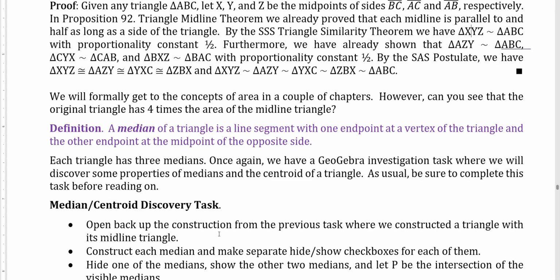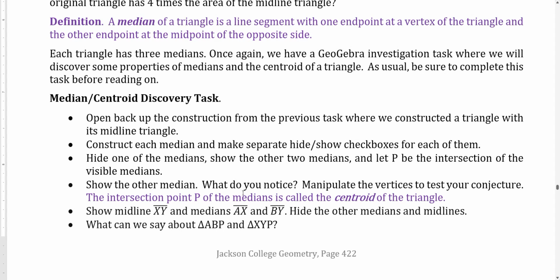A median of a triangle is a line segment with one endpoint at a vertex of the triangle and the other endpoint at the midpoint of the opposite side. So each triangle will have 3 medians. And once again, I'm going to have a GeoGebra investigation task, which will discover some properties of medians and what's called the centroid of a triangle.